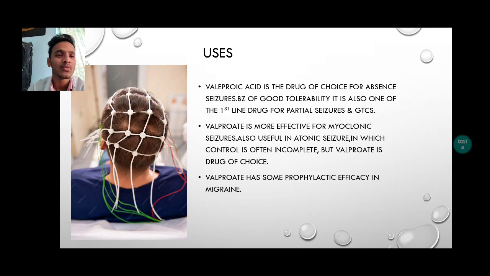Valproic acid is the most effective for myoclonic seizures. It is also useful in atonic seizures, in which control is often incomplete, but valproic acid is the drug of choice. Valproic acid also has some prophylactic efficacy in migraine.